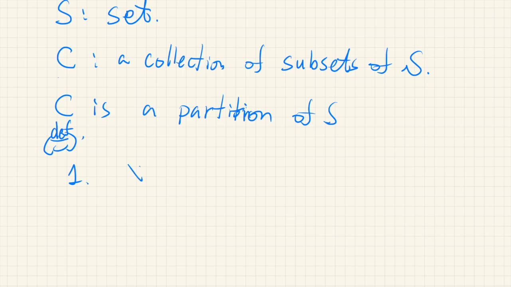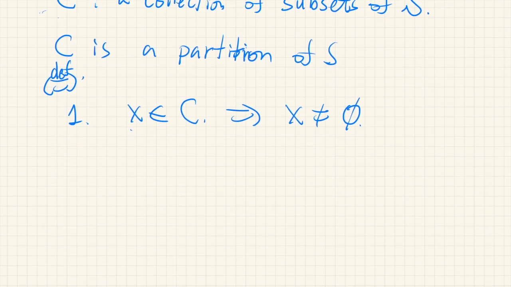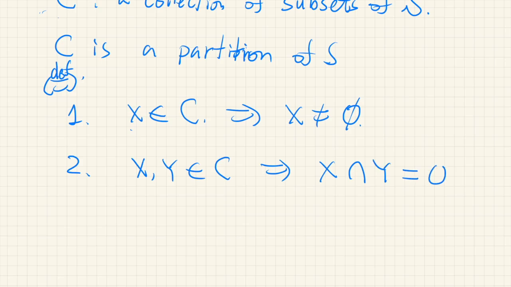Then if X belongs to C, so X is a subset of S, then X is non-empty. So this collection C does not contain the empty set as its member. And two, if X and Y are elements of C, then they are disjoint. So their intersection X cap Y is empty.